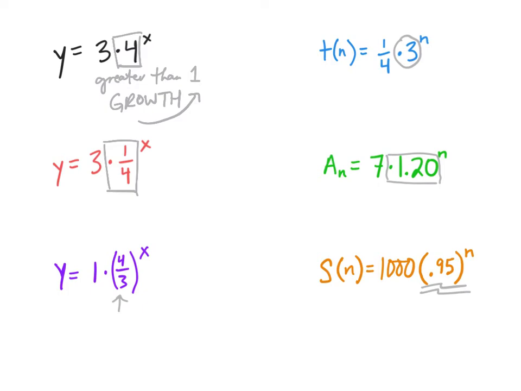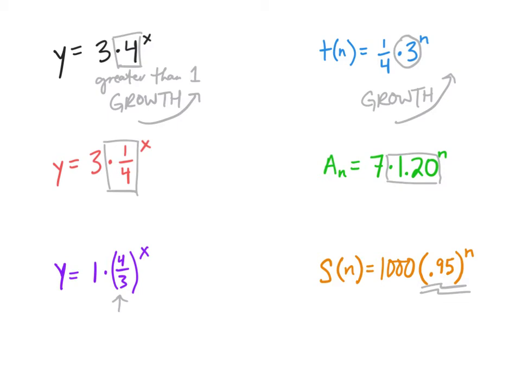All right, let's head over to the right. In the blue problem, it doesn't matter if we start with a fraction or a decimal. The pattern is that it's multiplying by greater than 1. 3 is a whole number that is greater than 1. We are going to have growth, exponential growth.